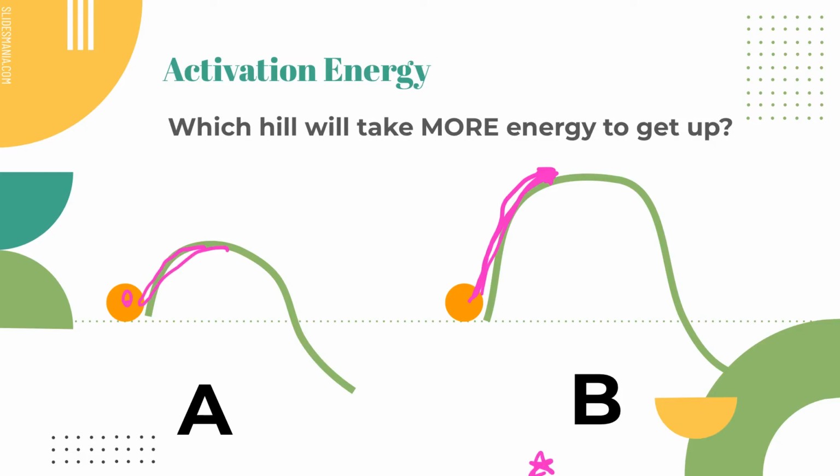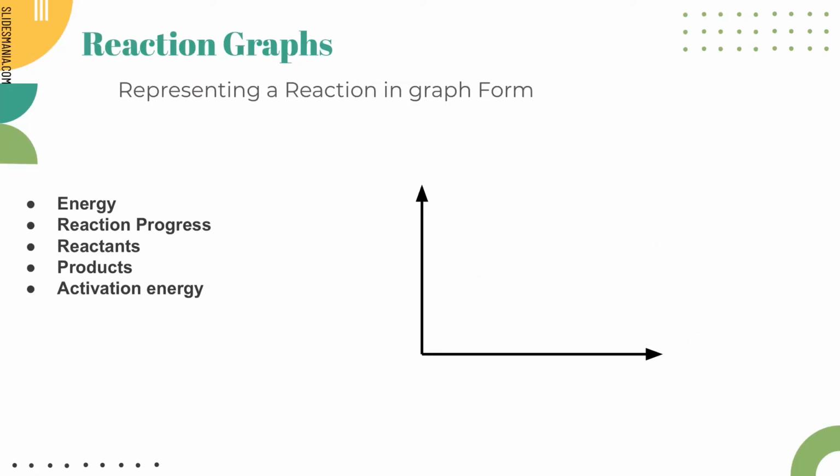In your notebooks, I want you to draw this graph here. I know it doesn't have anything on it right now. And then off to the side, draw energy, reaction progress, reactants, products, and activation energy. In the next slide, we will be showing you where all of those fit in on your energy graph.